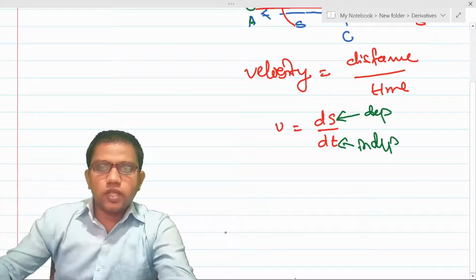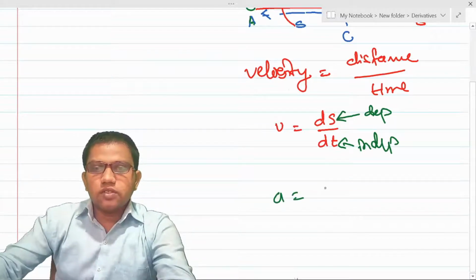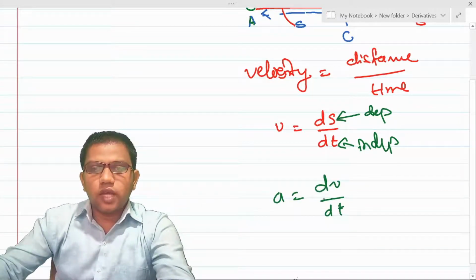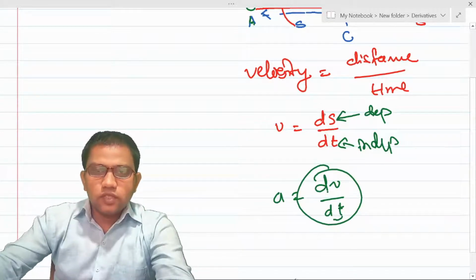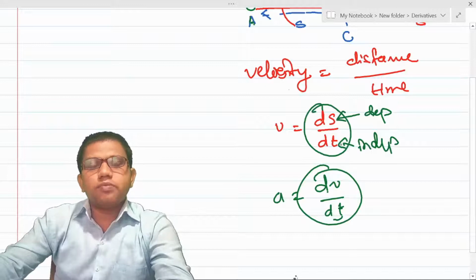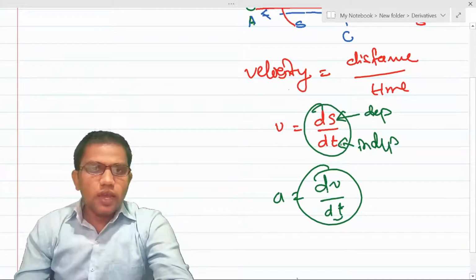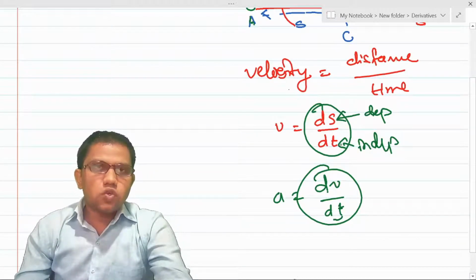So we know that acceleration is nothing but the change in velocity with respect to time. This is nothing but the rate of change of velocity with respect to time. This is nothing but the rate of change of displacement with respect to time. Our idea also comes from here.